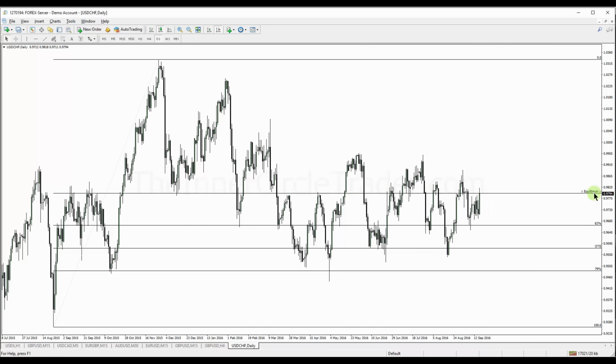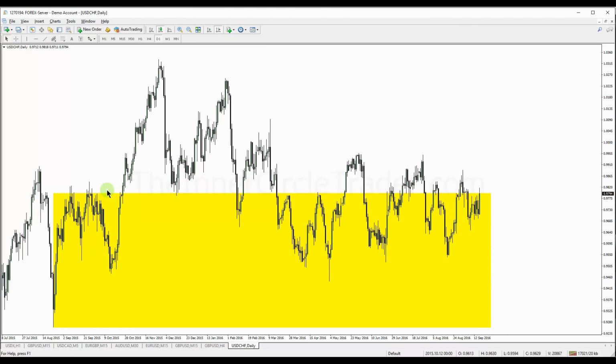Well, what does that mean? That means you just measure every single impulsive price leg higher when it moves up. Actually, let's do this. Let's shade this area. And that way we'll understand that anything below here, that's in a high probability or discount market.